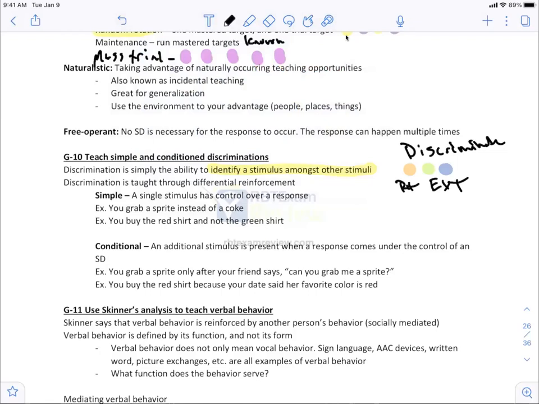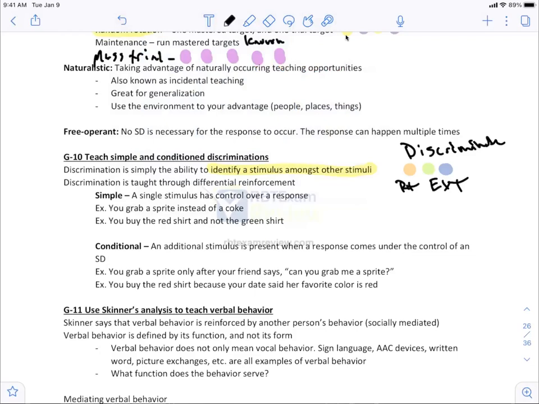Simple discrimination. A single stimulus has control over a response. You grab a Sprite instead of a Coke. You buy the red shirt and not the green shirt. Basic discriminations we make all day, every day. You identify blue over red.